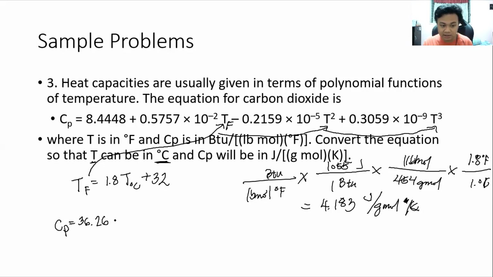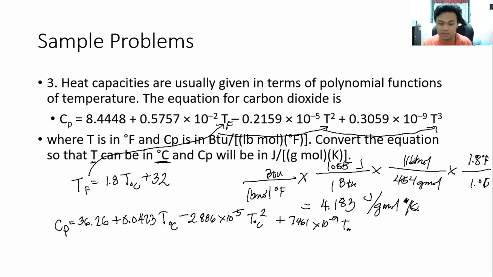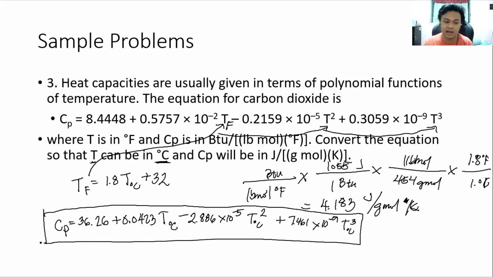So 36.26 plus 0.0423 TC minus 2.886 times 10 to the negative 5 TC squared plus 7.461 times 10 to the negative 9 times temperature in degrees Celsius cubed. Okay, so that will be our final answer. Okay, so it's that easy.